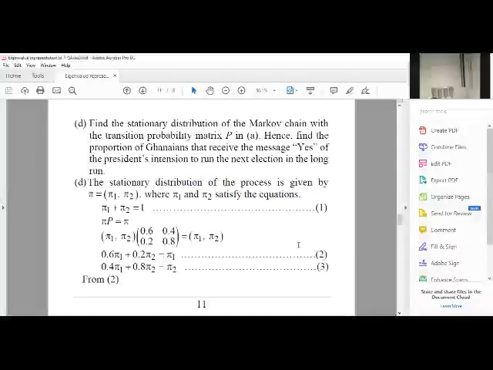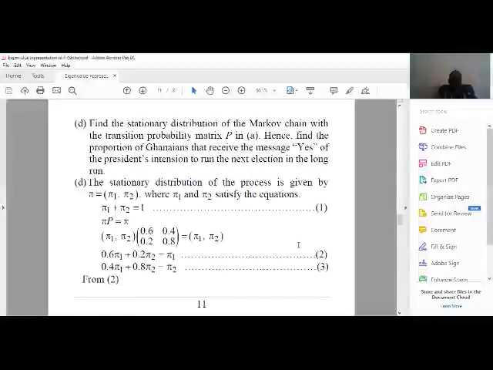So what is the D? It says find the stationary distribution of the Markov chain with the transition probability matrix T in A. Hence, find the proportion of Ghanaians that received the message of the president's intention to run the next election in the long run. So we are on the D.